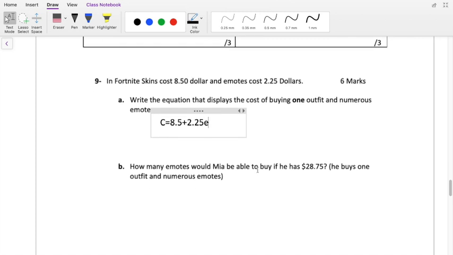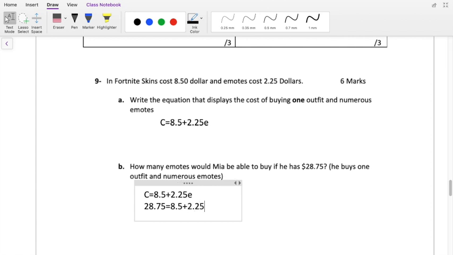So if we spent $28.75 for some reason, we would put that $28.75 as the cost. 28.75 equals 8.5 plus 2.25E. Now we have to solve for how many emotes we're going to buy. So then we're going to move this 8.5 over to the other side, just like we did in the previous questions.